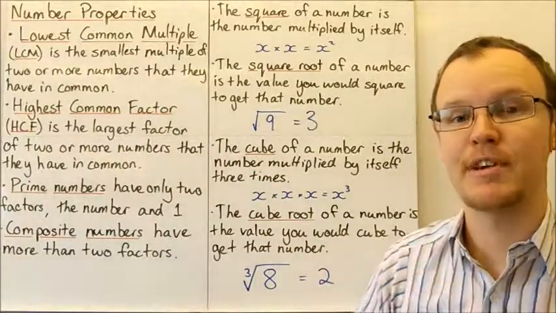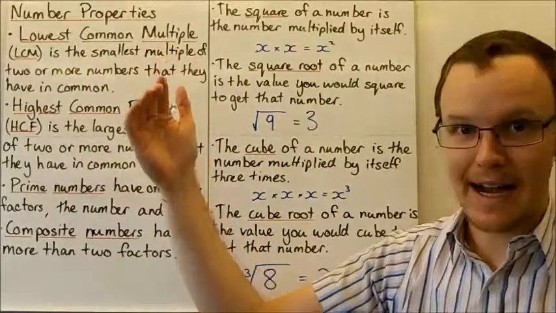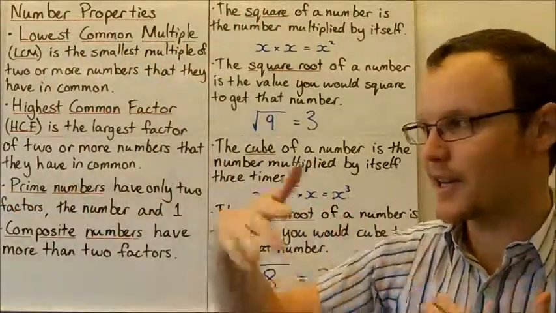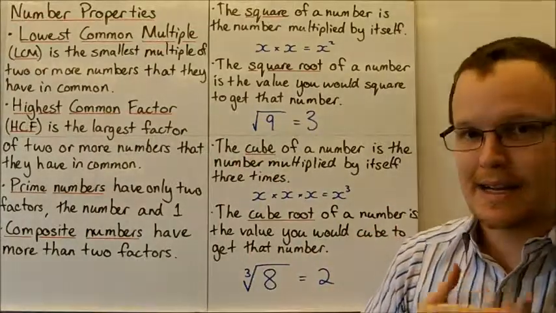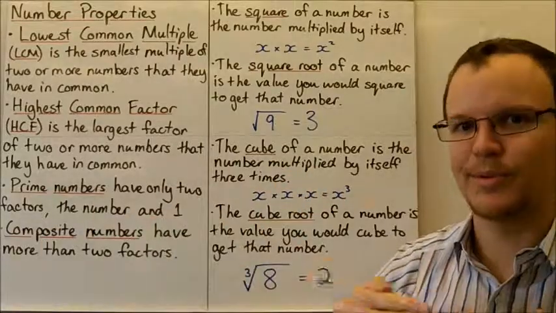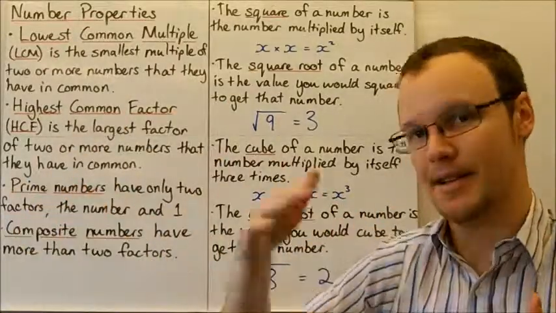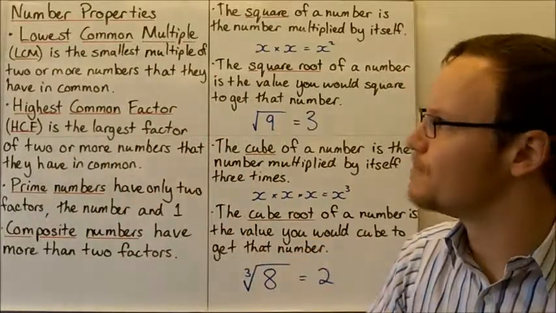So multiples of 3 are 3, 6, 9, 12, 15, 18 and so on. They can go on forever and ever, and all we need to do is multiply it by all of the whole numbers. So 3 times 1 is 3, that's a multiple. 3 times 2 is 6, that's the next multiple. 3 times 3 is 9, and that's the next multiple, and so on.